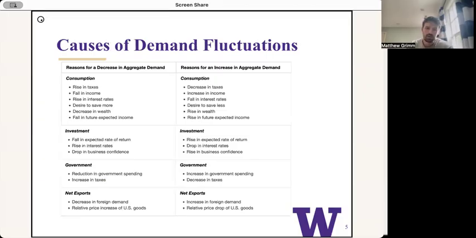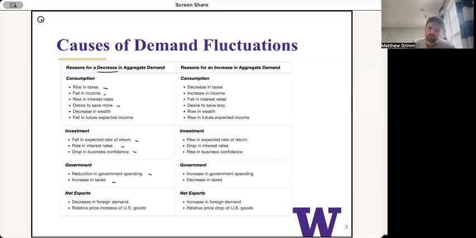So, what causes demand fluctuations? Well, a decrease is going to be caused by rising taxes, falling income, and a desire to save more, which is something the government cannot really control. The government can control reduction in government spending and increases in taxes, and then the investment is kind of like we talked a little bit about with the loanable funds.